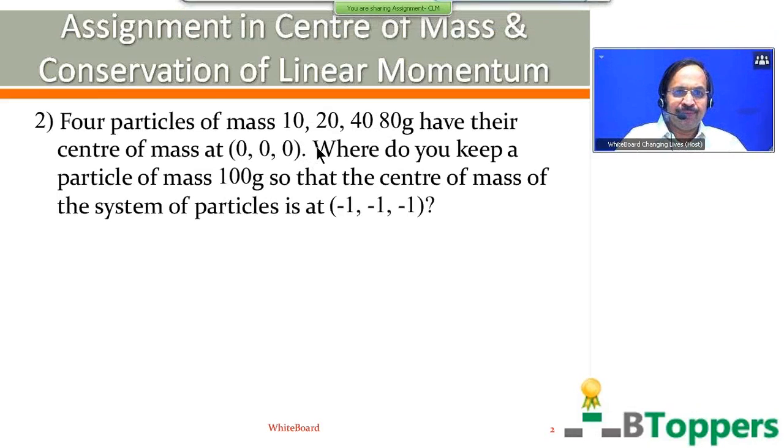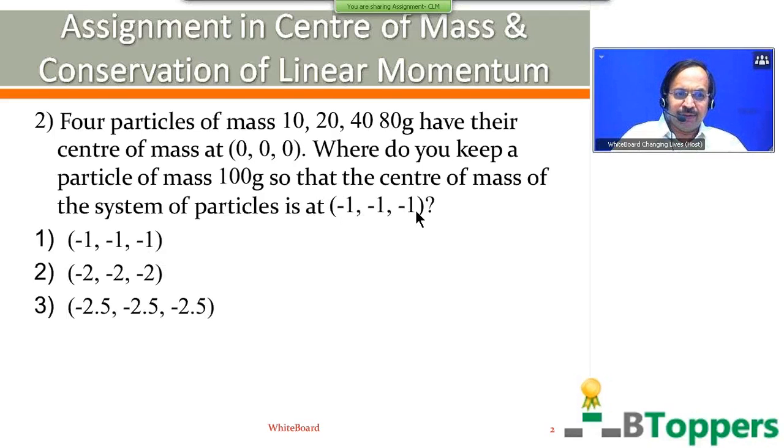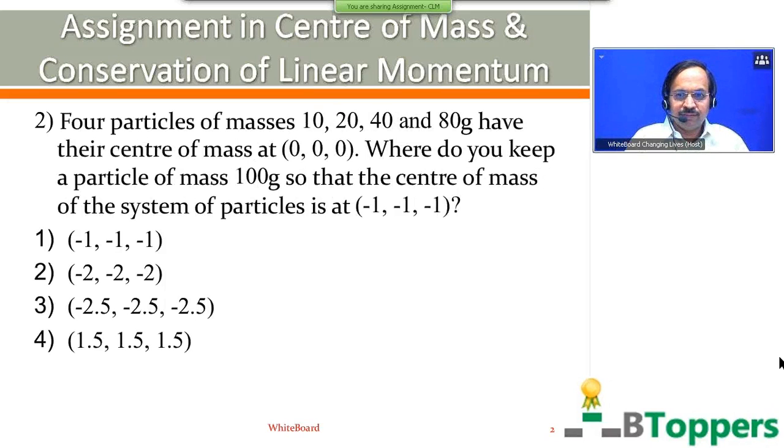4 particles of masses 10, 20, 40, 80 grams have their center of mass at 0, 0, 0. Where do you keep a particle of mass 100 grams so that the center of mass of system of particles is at -1, -1, -1? Come on, try this question.